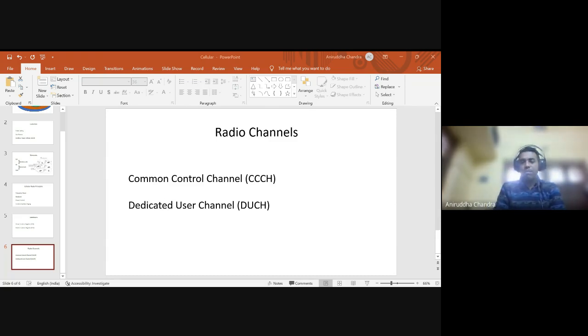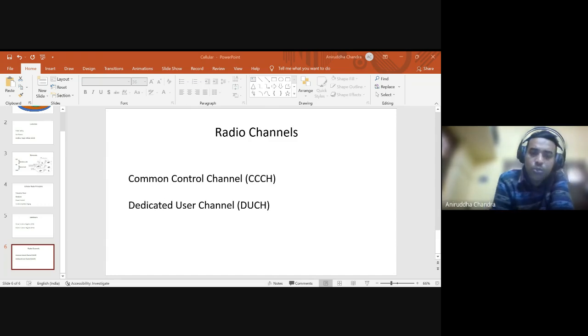However, apart from that major chunk which is DUCH, there is also a small part which takes information to and fro between your phone and the tower, which generally we don't see. Like I was talking about this location update, this paging, this power control, this handover. So all this information actually goes through this common control channel. So these are called signaling information.